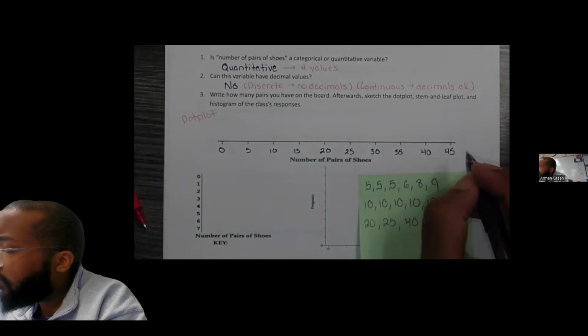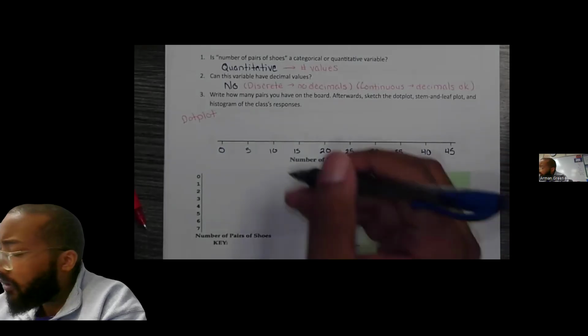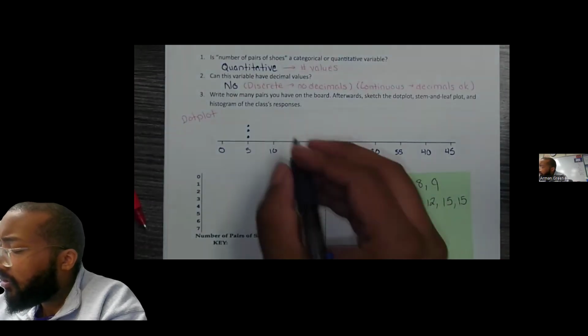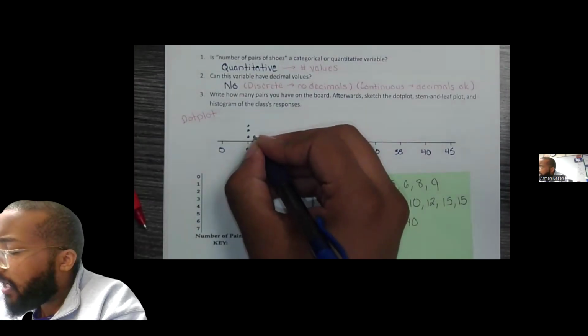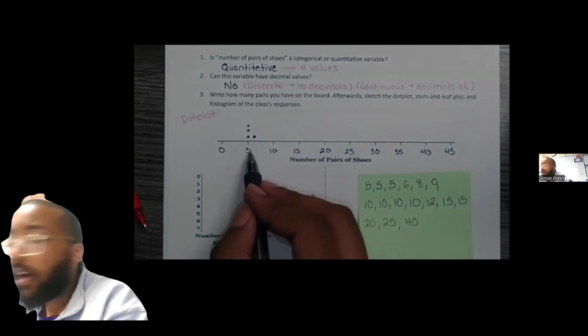And I'll stop at 45. So we're going to record all these dots here. So we got 3 5s. We have a 6. So I'm going to label this dot here as 6, since obviously it's between 5 and 10 and closer to 5.